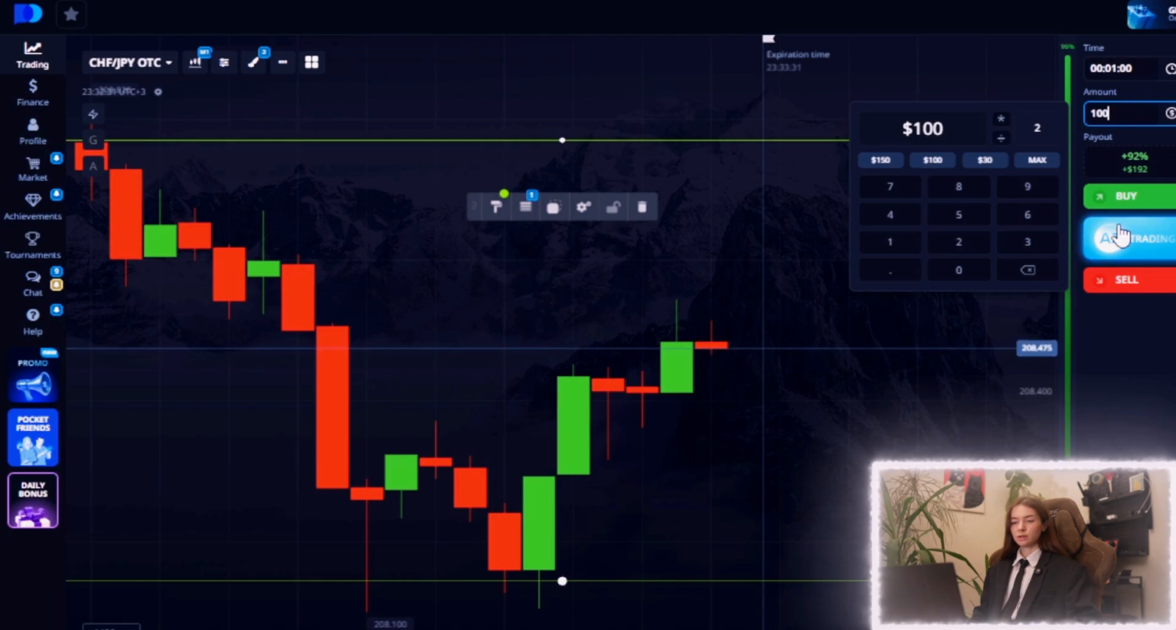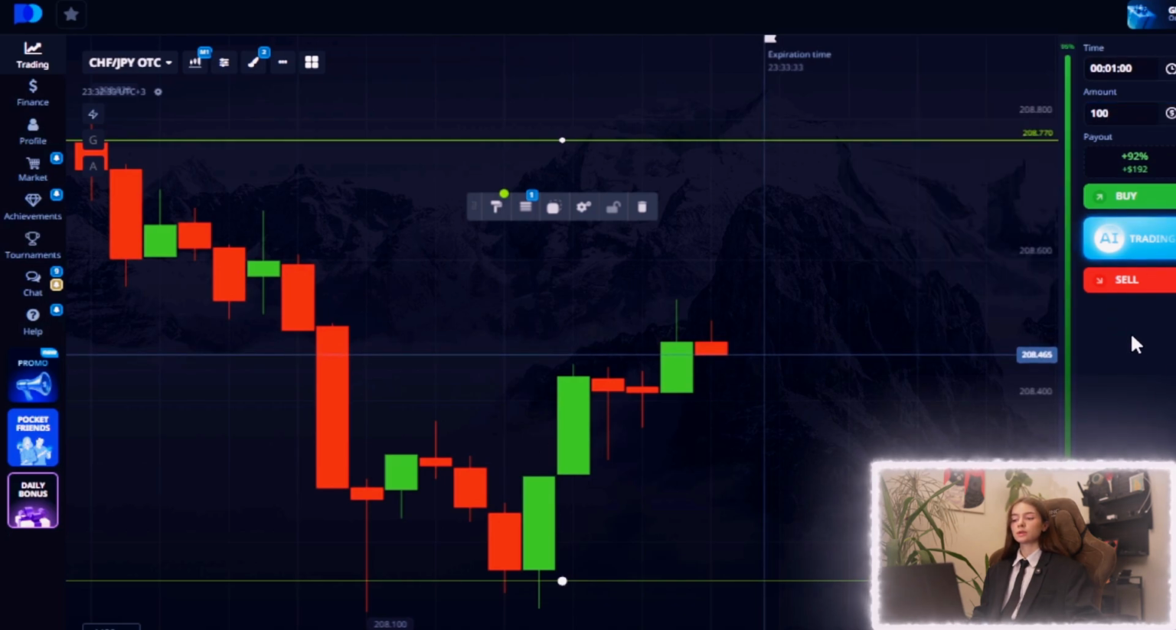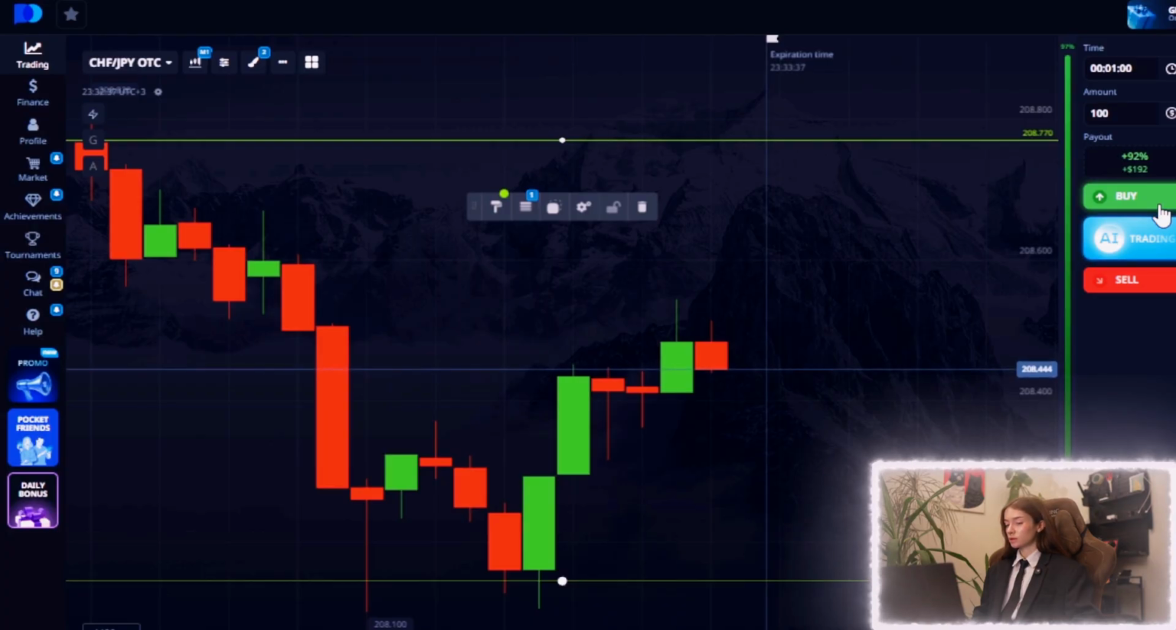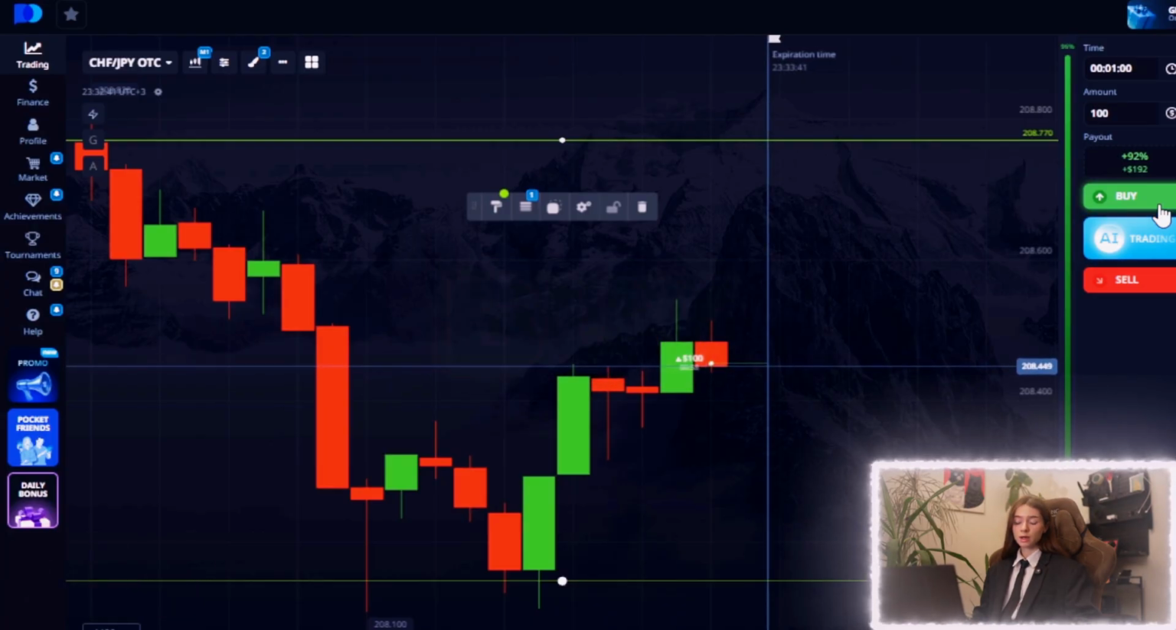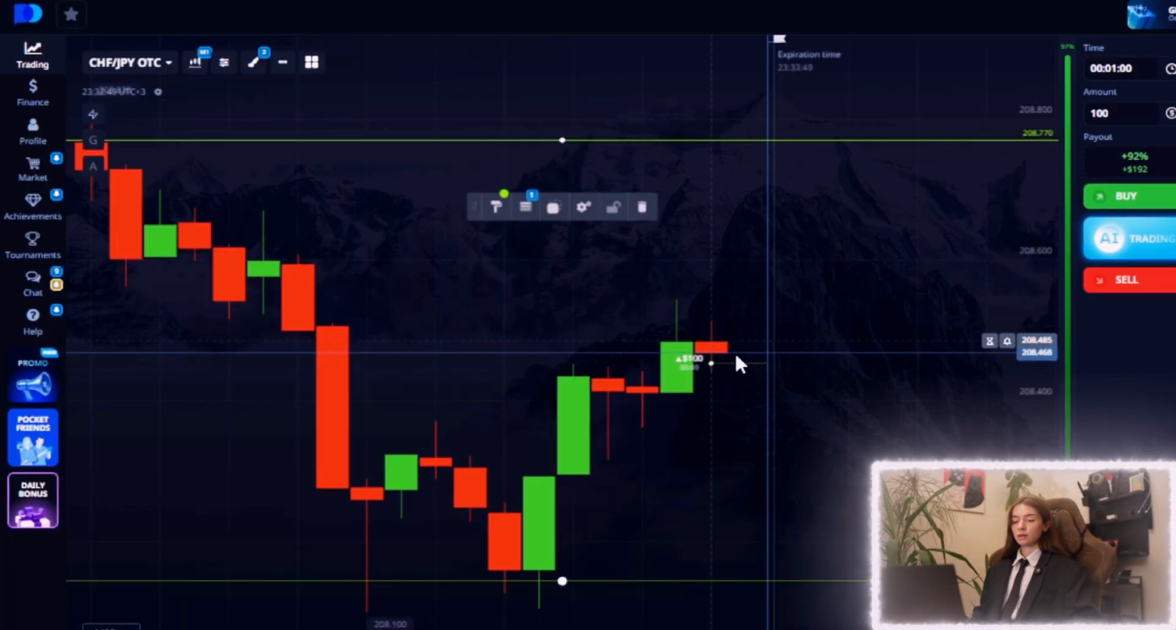The expiration is set to 1 minute, the amount is set to 100. You should set 3% of your deposit. I open the trade and wait to see how the chart behaves. No sharp movements. We wait 1 minute. The candle is fluctuating slightly here.